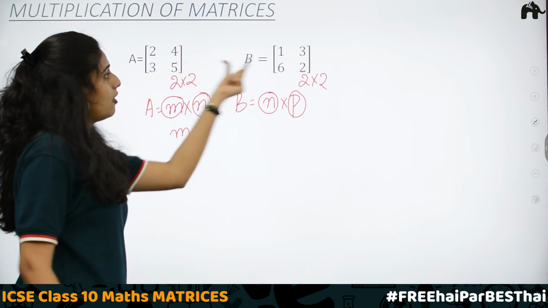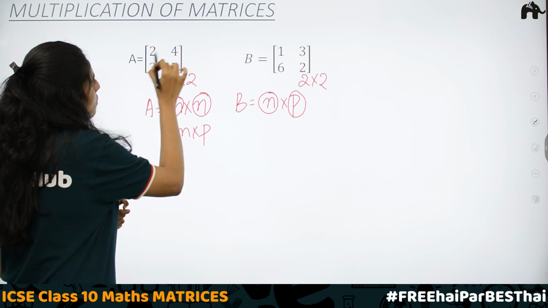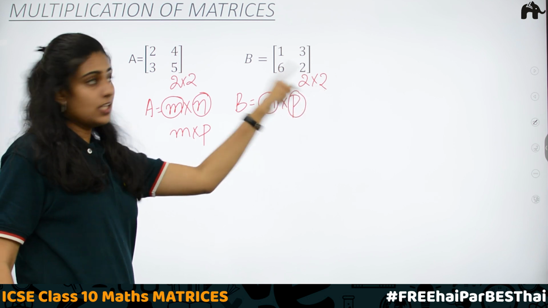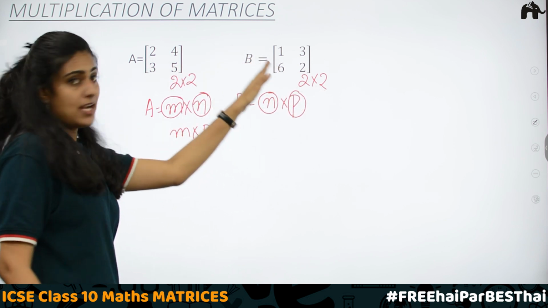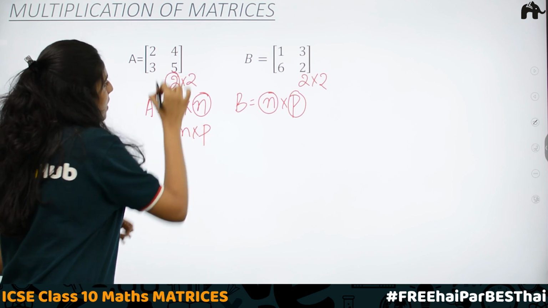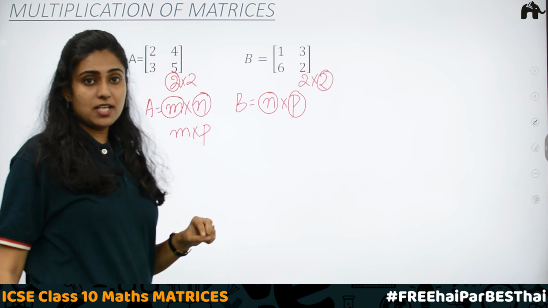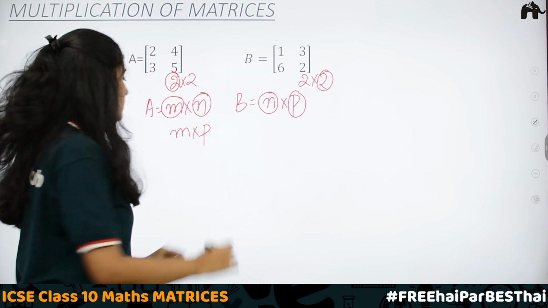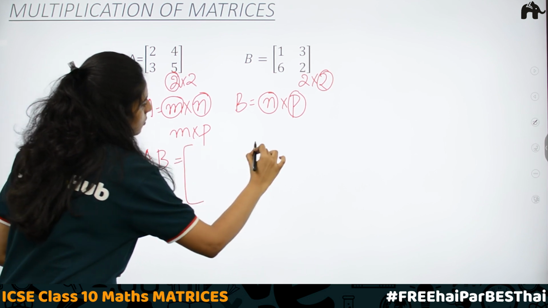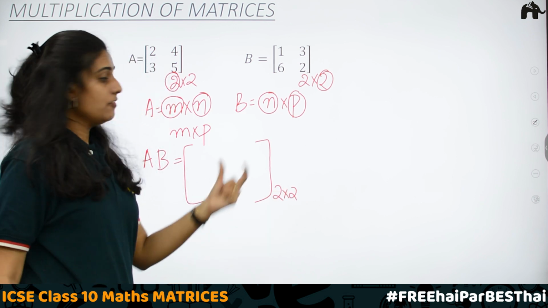Got it? Let's perform this. To understand, we have A matrix 2, 4, 3, 5 and B matrix 1, 3, 6, 2. We are going to multiply. First we get the order of this matrix. Here the number of rows is equal to 2 and the number of columns in the second matrix is 2. Therefore, the order of the product matrix AB will be 2 by 2.